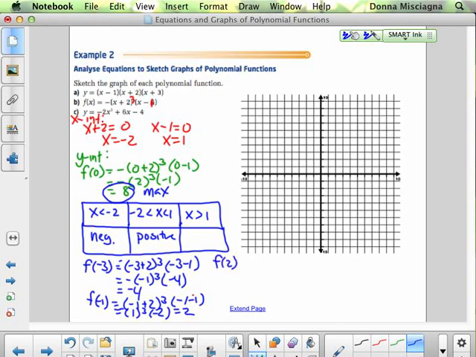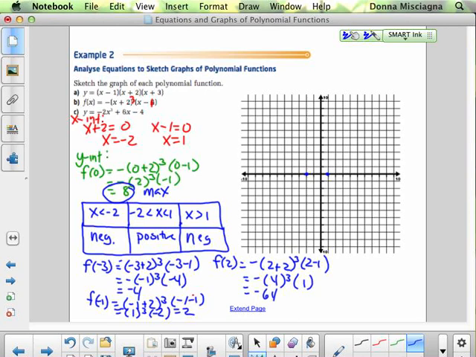F of 2 equals negative 2 plus 2 cubed times 2 minus 1. So that's negative 4 cubed, oh my, times 1. It'll be negative 64. No chance for graphing that one. But at least it wasn't a turning point, and it's not an intercept, and so it won't really affect us. All right, so now let's graph our points. All right, so we have our x-intercepts, negative 2, 0, and 1, 0.